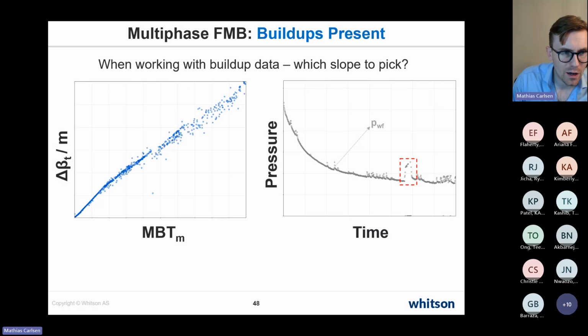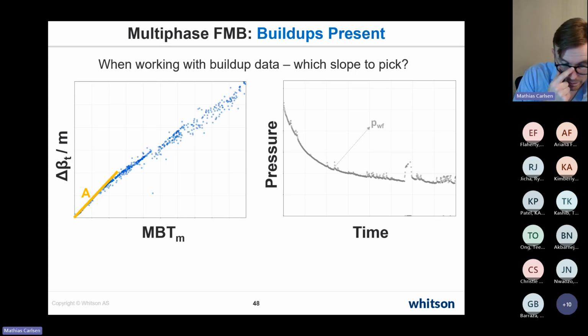The second thing here is related to buildup. So if you have a buildup in your data set, you can try to honor that when you're doing your analysis. Here, just from the pure data, the blue data to the left, I see two different slopes. It's the initial slope, which is slope A. And this is for a well that's saturated in situ, by the way, so you go straight into the three-phase period. There's no single phase period.